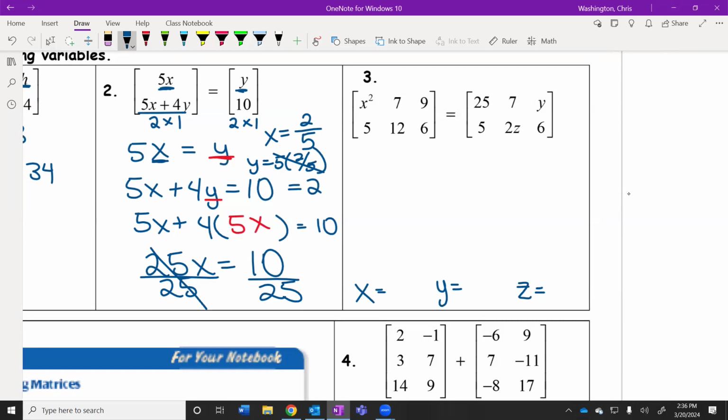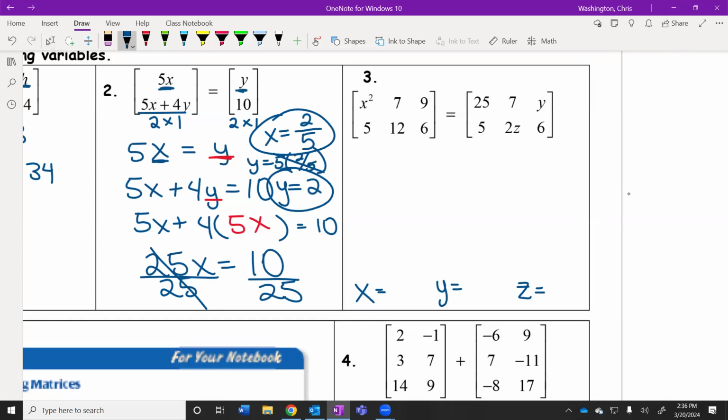What did you say y was equal to in number 2? Y was equal to 2. Let me write another y right here. Y equals 5 times 2 over 5. The 5's cancel out. So y equals 2. Try number 3.